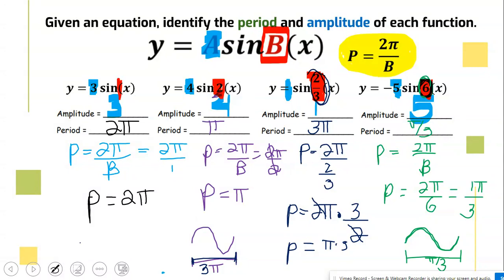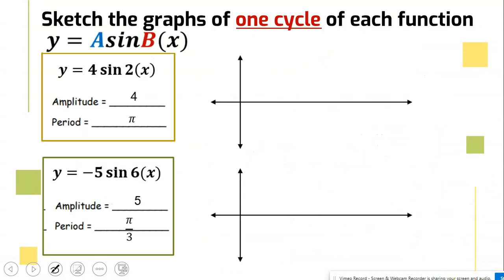Take a second. Hoping this is starting to make sense. I know it's a lot at first, but I think it's pretty good.